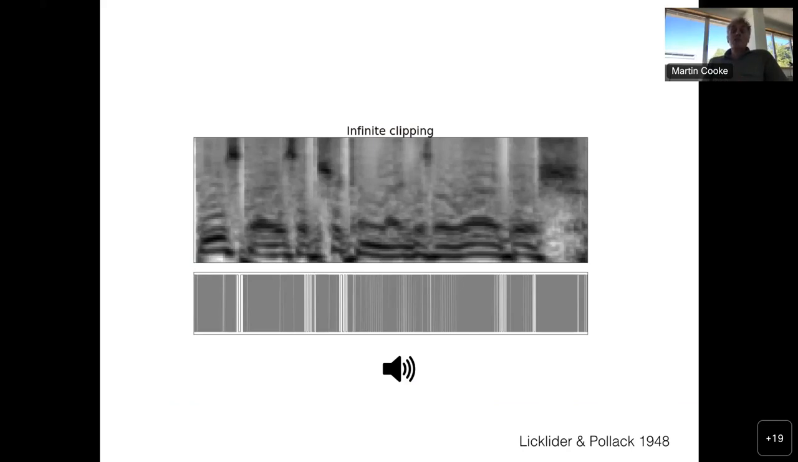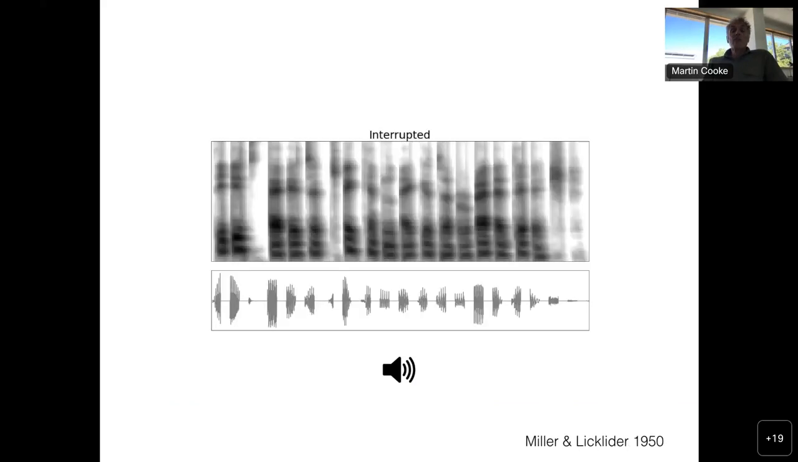Clearly distorted, but at the same time, intelligible. And another temporal domain example of distorted speech is interrupted speech, where half of the speech signal is missing, this time in the time domain. And of course, we vary the duty cycle of the interval that's missing each time to understand something about the size of speech units. And it sounds like this.